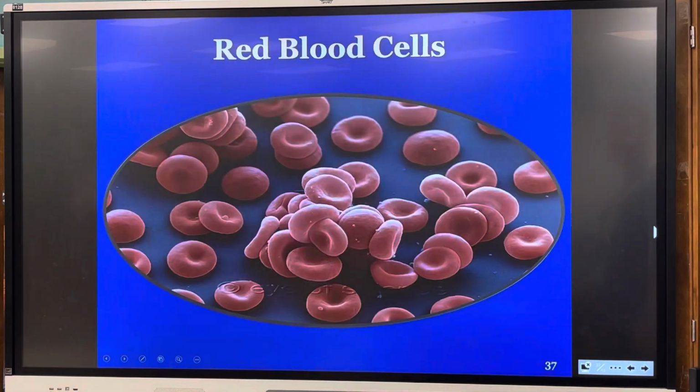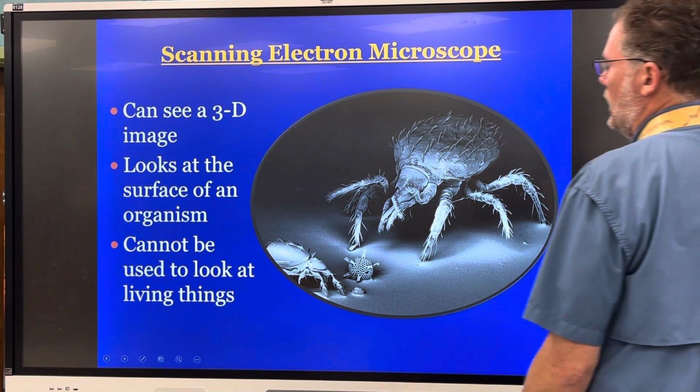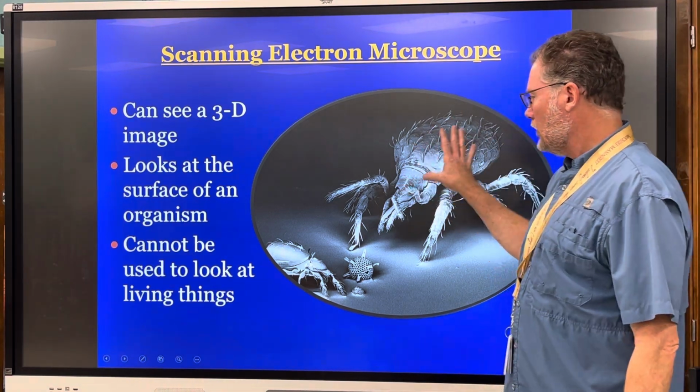Right? Let me see. Okay, yeah. Can see 3D images. Oh, this is still electron microscope. Sorry. Okay, scanning electron microscope looks at the surface of an organism.